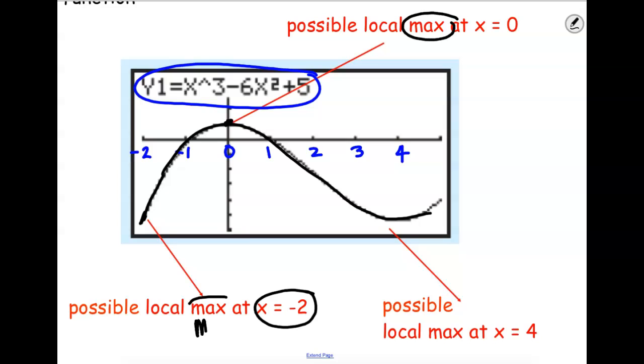Let's change this to minimum. And then there's a maximum at 0, and then it changes direction, and another minimum at x equals 4.